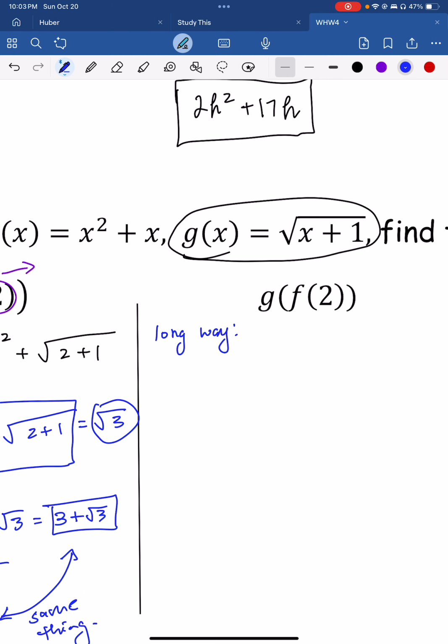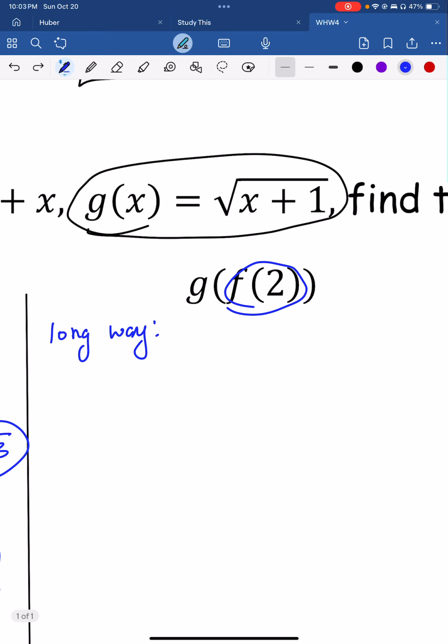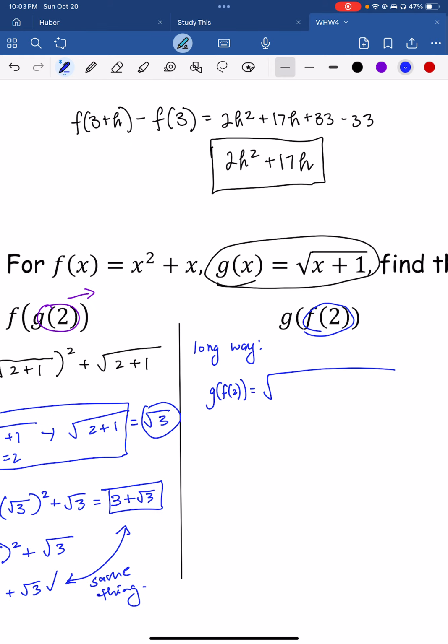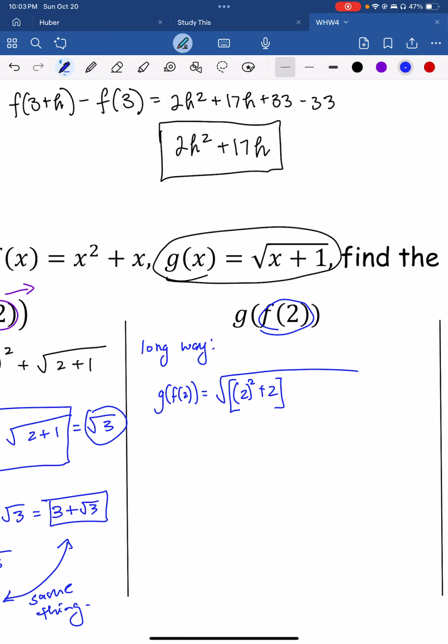I'm going to say that g of f of 2 just means that I'm taking g of x and I'm plugging in f of x when x equals 2. So what that looks like is g of f of 2 is equal to square root, and instead of x, I'm just going to plug in x squared plus x when x equals 2. So 2 squared, I'm always going to be writing parentheses, plus 2. This is my x, my f of x, and I have that plus 1.